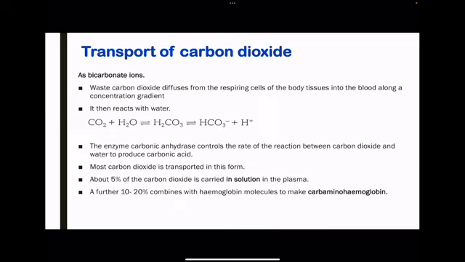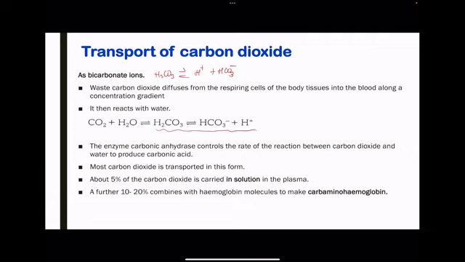So moving away from oxygen transport, we're shifting to transport of CO2, or carbon dioxide. Carbon dioxide is transported as bicarbonate, which is going to break down into H+ and HCO3-. This is something you see here.